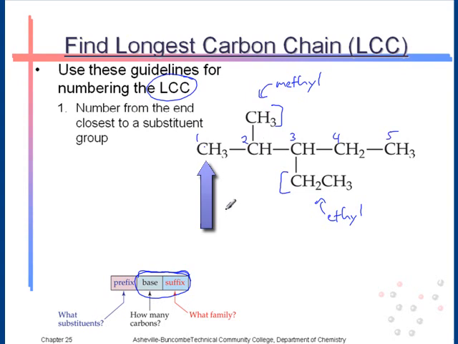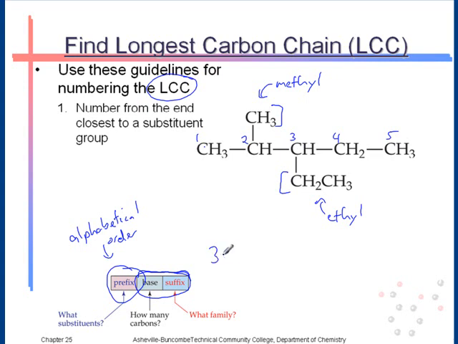And now I have enough information to construct the name. So I know the parent name. It's going to be pentane, 5 carbons with the A-N-E ending for a saturated hydrocarbon. What I want to focus on here is how to construct the prefix. And one thing to keep in mind, it's always alphabetical order. That's important. E comes before M the last time I checked, so the ethyl group is actually going to be listed before the methyl group. So you number it to establish a position, but the number does not dictate how you lay out the name. Let me show you what I mean by that.